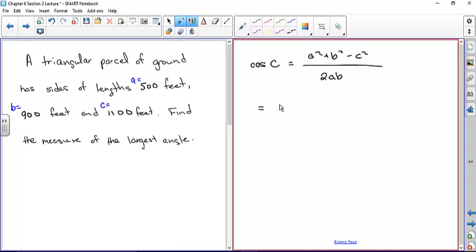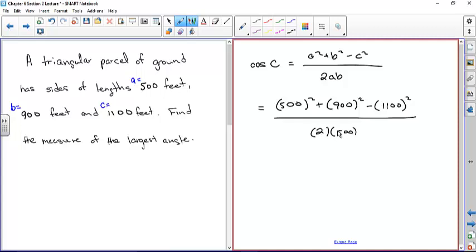So in our case, we have A, which is 500. We have B, which is 900. We have C, which is 1100, divide by 2 times 500 times 900. So we get 500 squared plus 900 squared minus 1100 squared. It's negative, so we're going to get an angle greater than 90 degrees. Divide by 2, divided by 500, divided by 900. And so I get the cosine of C is negative 0.166. And C is going to be the inverse cosine of negative 0.166. And I get 99.6 degrees, so that's the angle.